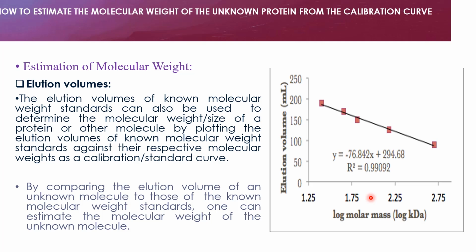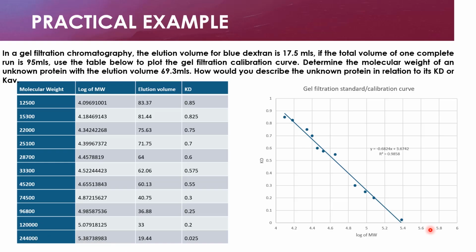And by comparing the elution volume of the unknown molecule or protein to those of the known molecular weight standards on the calibration curve, we will be able to extrapolate the molecular weight of the unknown protein or molecule from the calibration curve by using the equation of the line obtained in the calibration curve. So let's take a question and use the various calibration curves to determine the molecular weight of the unknown protein.